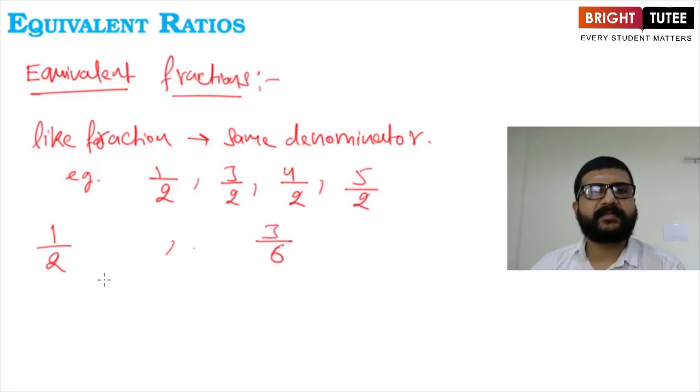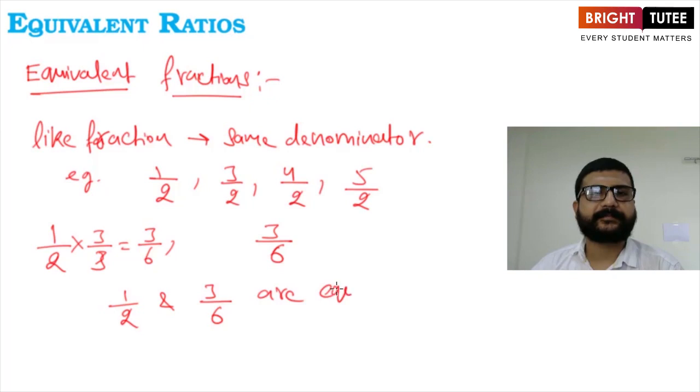Now what do you think? Are they like fractions? No, they are not like fractions. First we have to make them like fractions. For that, we can write 1 upon 2 into 3 upon 3. This gives us 3 upon 6. Now see here, 1 upon 2 can be written as 3 upon 6 and the second fraction is 3 upon 6 only. So now the denominators are the same, so the fractions are like fractions and they are equal as well. So these two fractions, 1 upon 2 and 3 upon 6, are equivalent fractions.